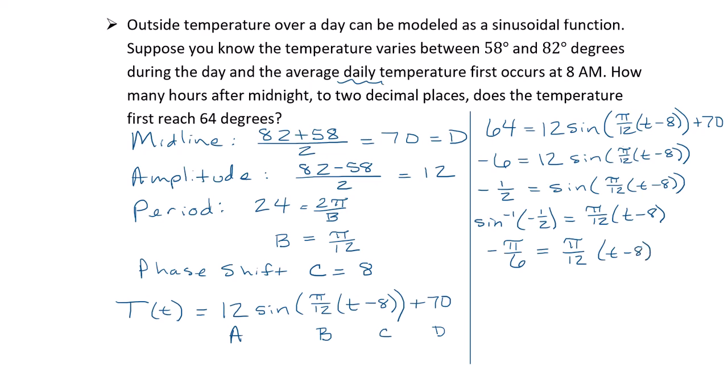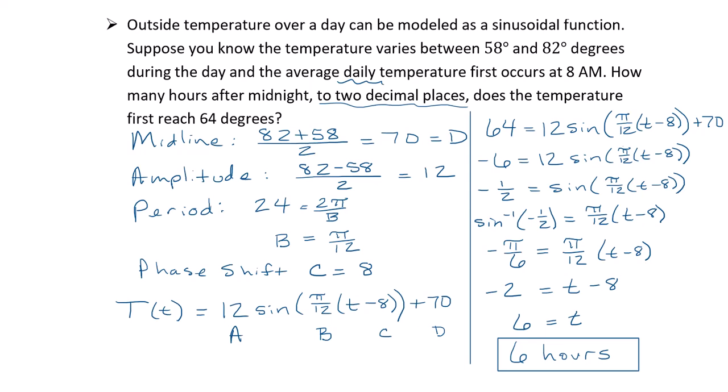Multiplying both sides by 12 over pi is going to give me a negative 2 on this side equals t minus 8. When I add 8 to both sides, t is equal to 6. So we actually have an answer that is exact and doesn't need rounded to 2 decimal places, but we would have 6 hours after midnight where that temperature of 64 degrees is first reached. It'll be reached again when the day progresses and the temperature starts lowering.